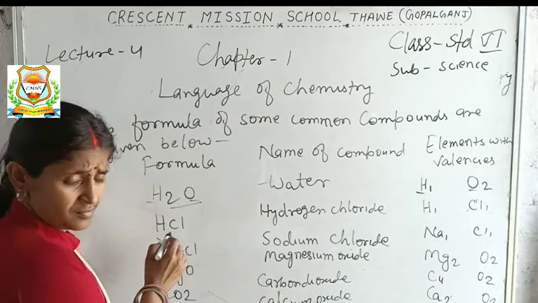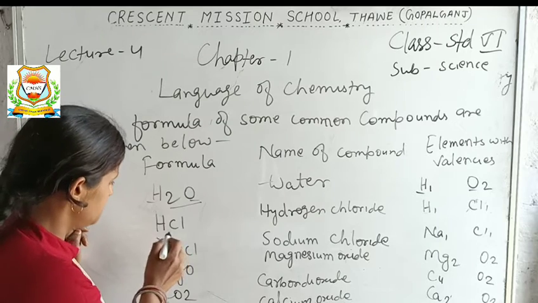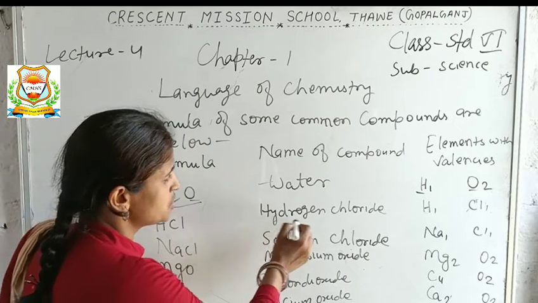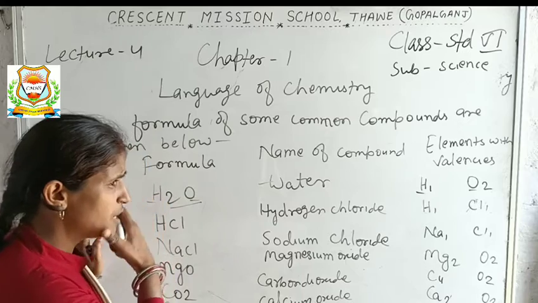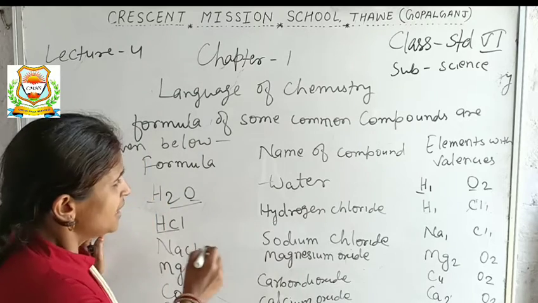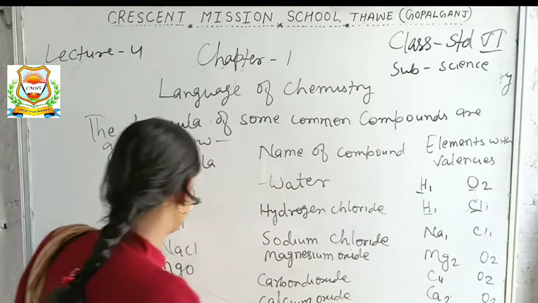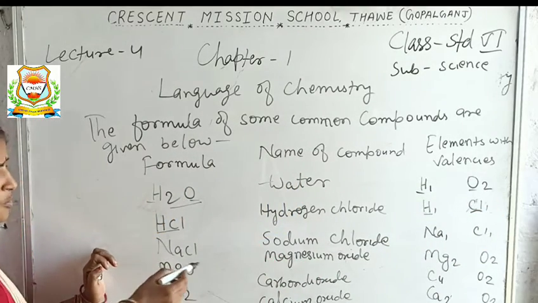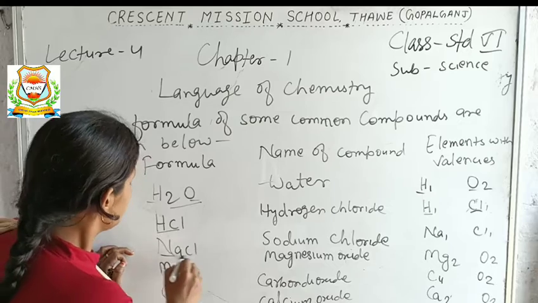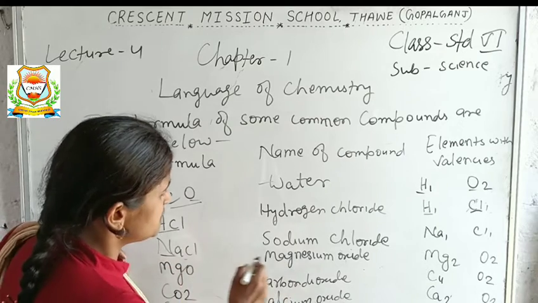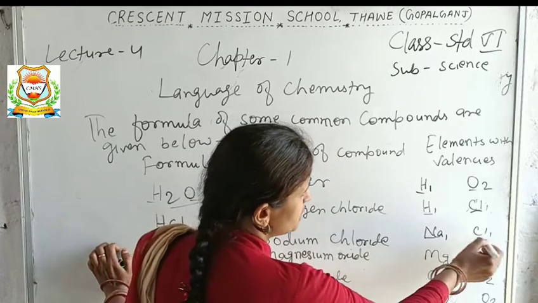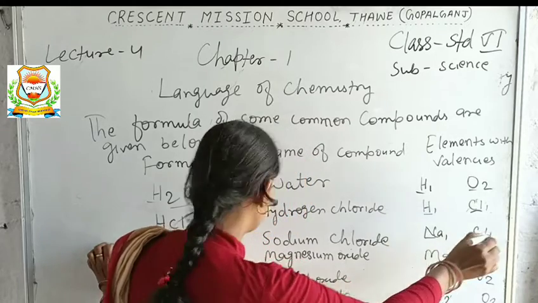Next, the compound HCl, hydrogen chloride. The formula of hydrogen chloride is HCl, and the valency of hydrogen is 1. The valency of chlorine is also 1. After that, sodium chloride, NaCl. The formula of sodium chloride is NaCl. The valency of Na is 1. The valency of Cl is also 1.